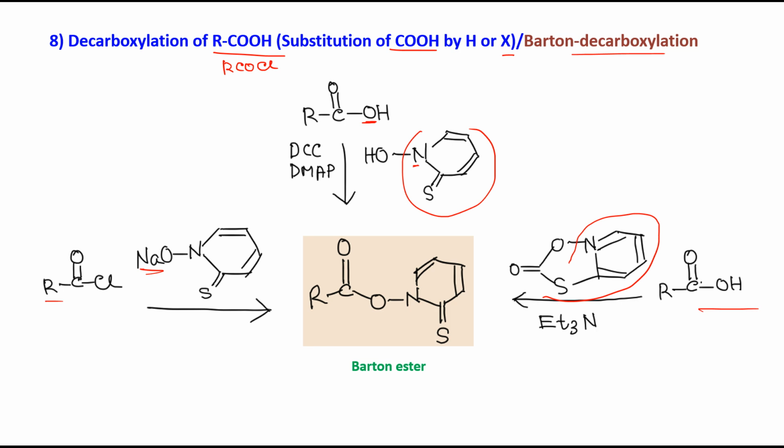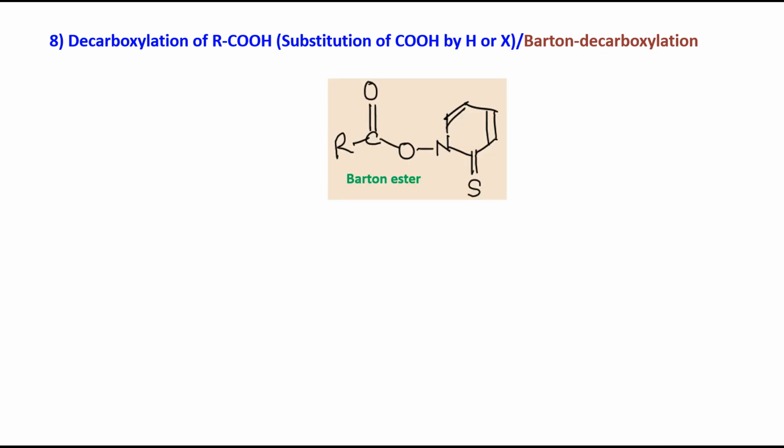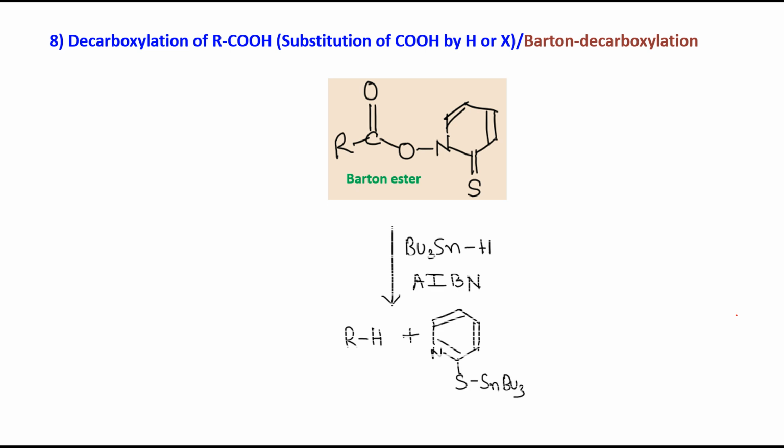Once this Barton ester we have obtained, until now there is no free radical, right? Once this ester is obtained, now the actual free radical mechanism will start. Now here if we take this combination, that is Bu3SnH with AIBN, then we will get RH. So this R group, that is this part is removed, and now it is taking H from Bu3SnH, finally we will get RH.